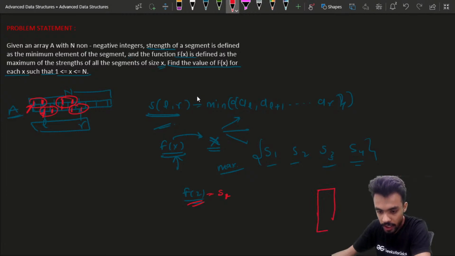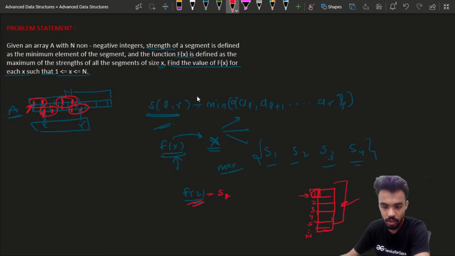We have to create a resultant array, which would also be of size n, and for each i we have to calculate f(i). For example, for segments of size 1 we find f(1), and for segments of size 2 we find the maximum value of all their strengths. We calculate that, and in the end we have to return or output this array. So this is our problem statement.